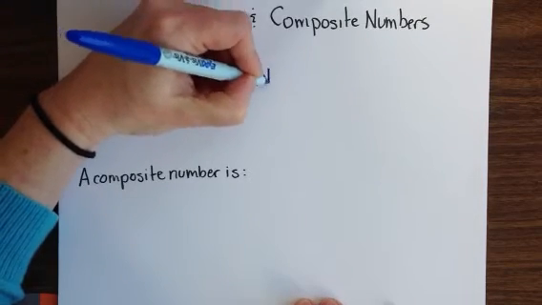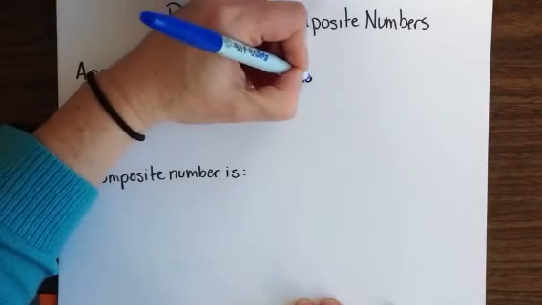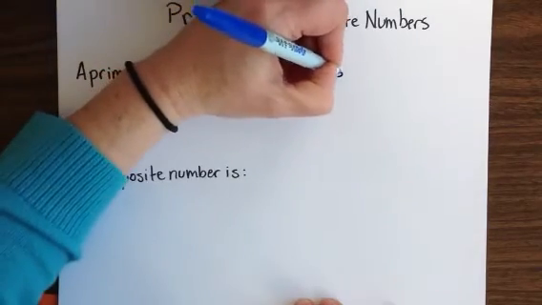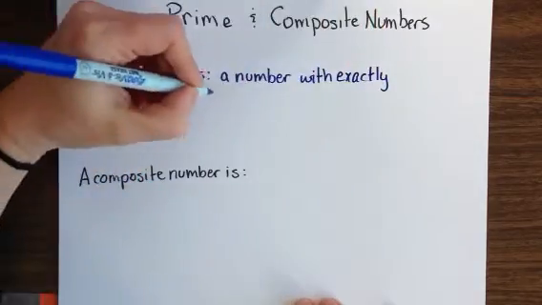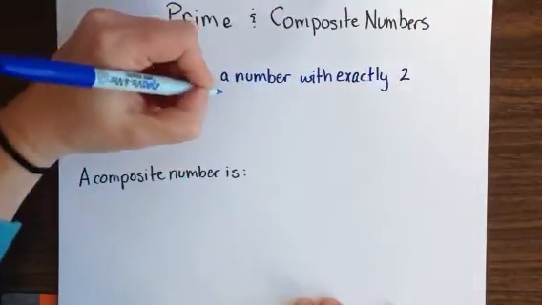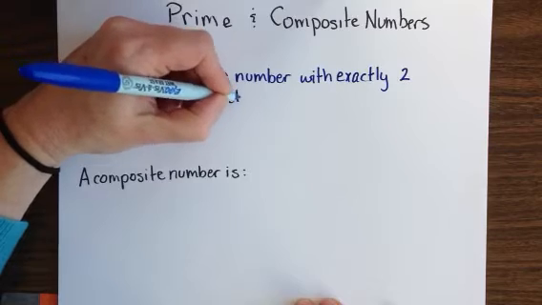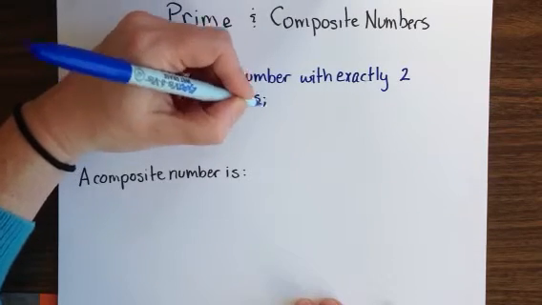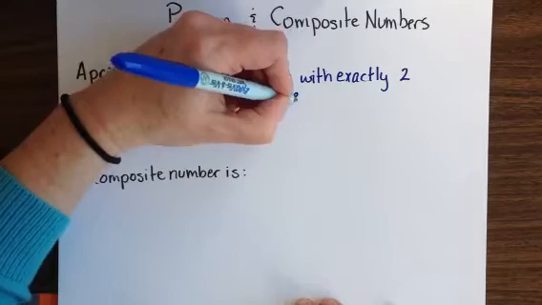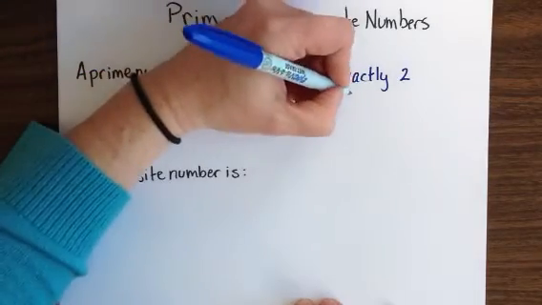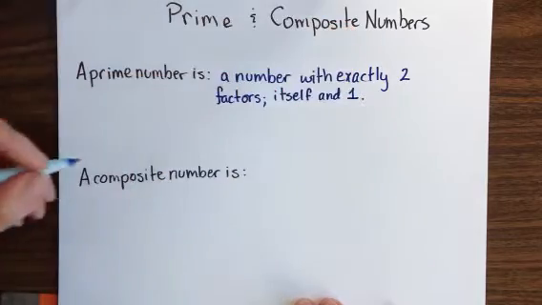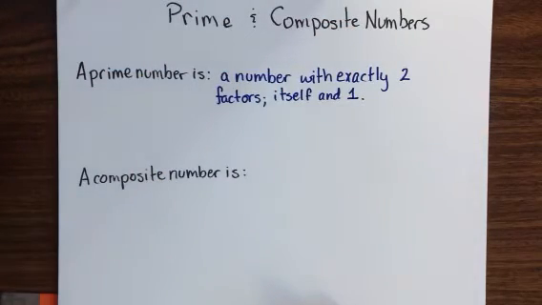So a number with exactly two factors. And those factors are itself, whatever that number is, and 1. Okay. And that's in contrast to composite numbers.